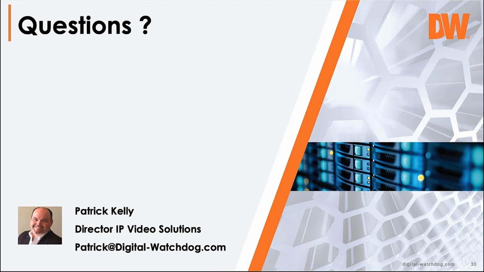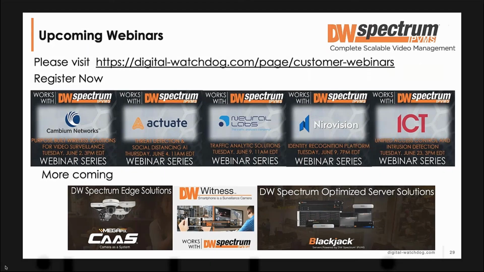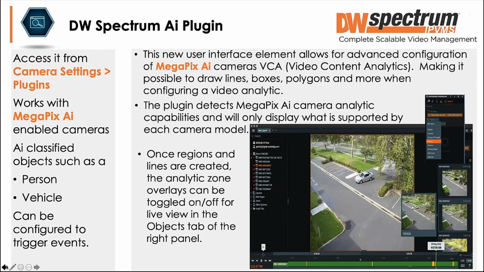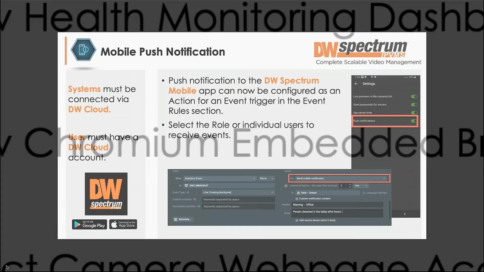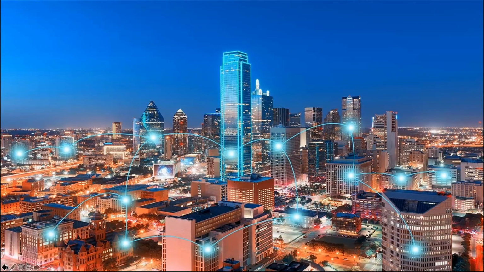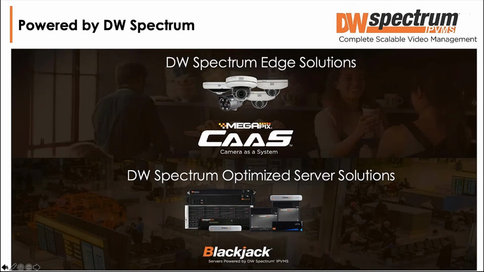Yeah, understood. In terms of no on-site server, one of the things I mentioned early on is our Edge solution, which is our CAS product. So you have no on-site server. The CAS product requires no on-site server. These are available with 64, 128, and 256 gigs of storage on board, so they're on the camera itself. And it is a full version of DW Spectrum.